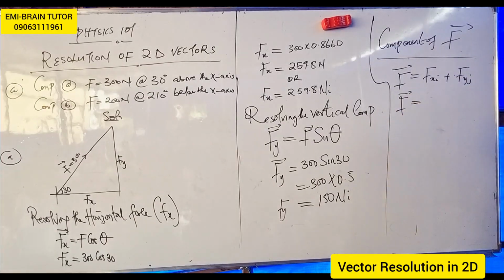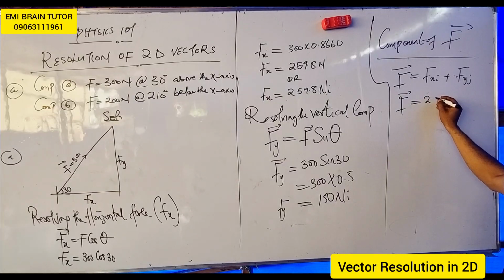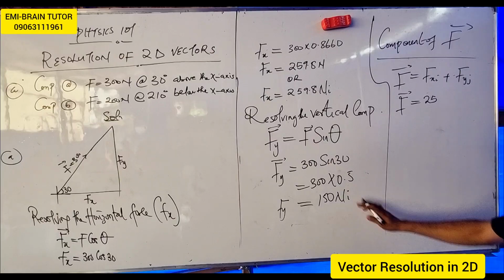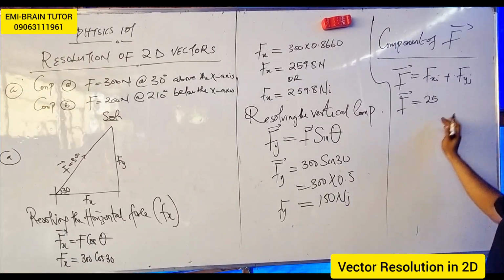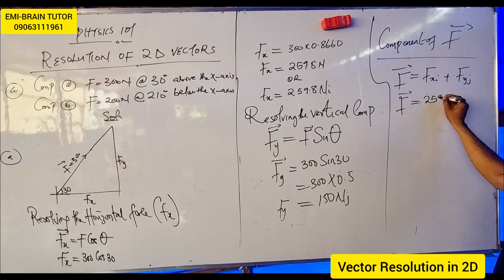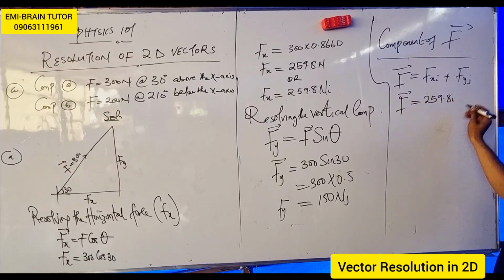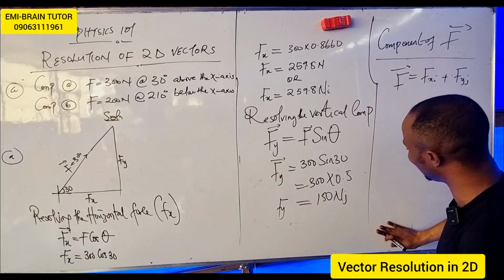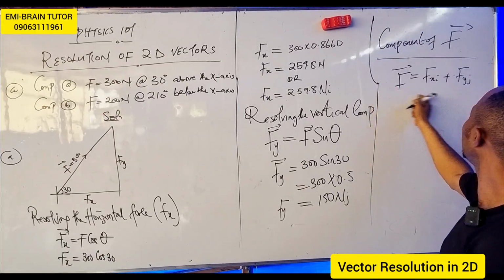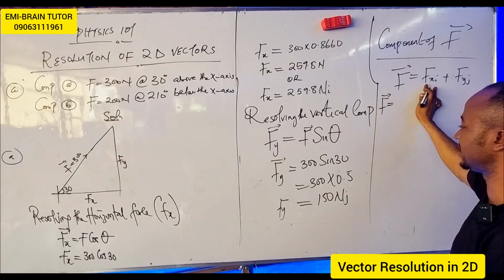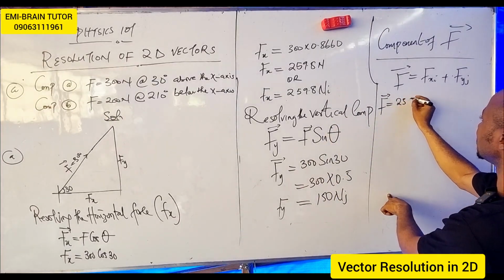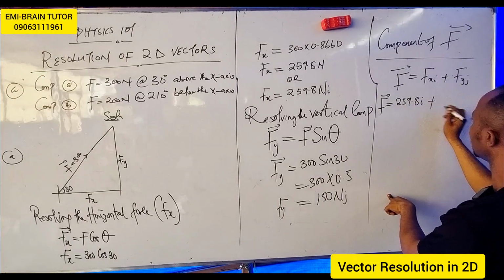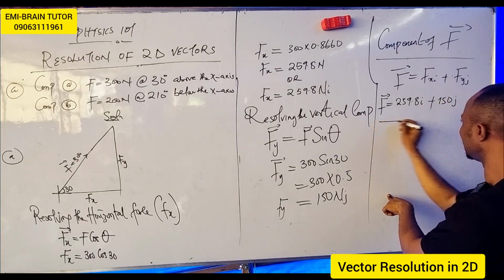So what do you have here? What's my Fx? 259.8 i, right? Sorry, j. The y component is j. Thank you. Now squares if you are finding resultants. What do you have here? What's my Fx? 259.8 i plus what's my Fy? 150 j. This is what I'm looking for.